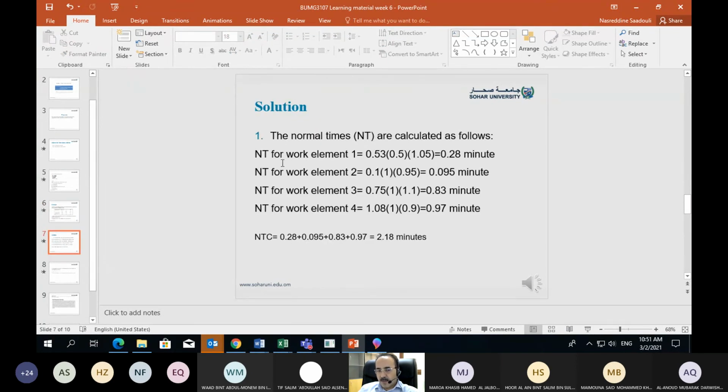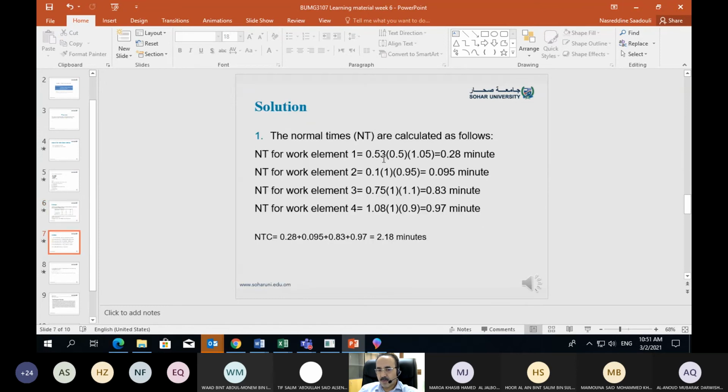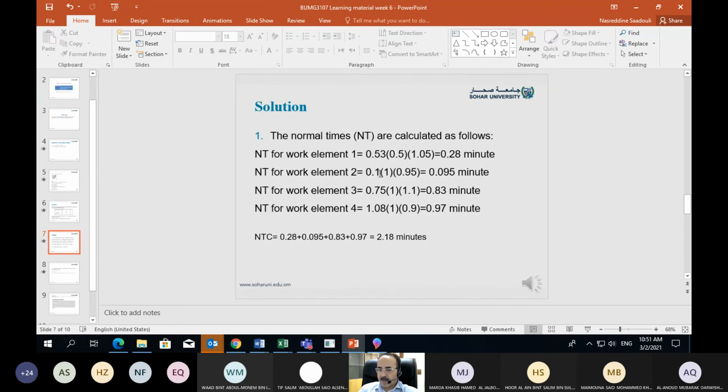The normal time for each element, so we have each element 1, 2, 3, 4, is simply the T times F times rating factor. So 0.53 times 0.5 times 1.05, that's 0.28 minutes. It's 0.28 minutes per work element or per carton in our example. Same thing for the second element, work element is 0.095 minutes. Then it is 0.083 minutes. Then it is 0.97 minutes. This is the normal time.